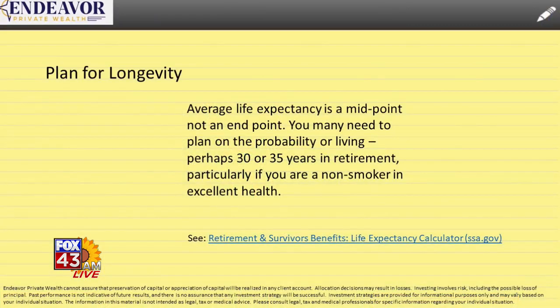Let's start by considering life expectancy and the allocation of a retiree's investment portfolio. Average life expectancy is increasing with medical advances, particularly for healthy individuals who are non-smokers. Retirement lifespans lasting 30 to 35 years is not out of the question. Therefore, having the right asset allocation is critical.